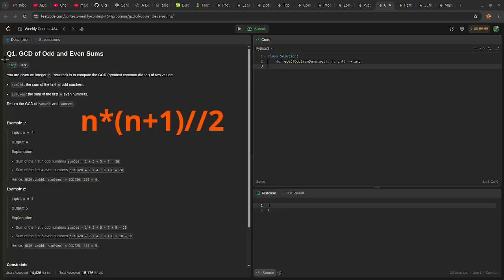LeetCode Weekly Contest 464 Q1: GCD (greatest common divisor) of odd and even numbers.